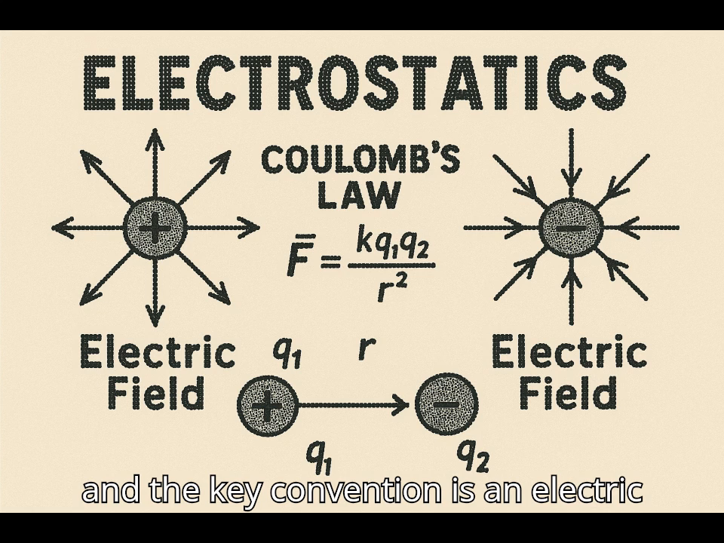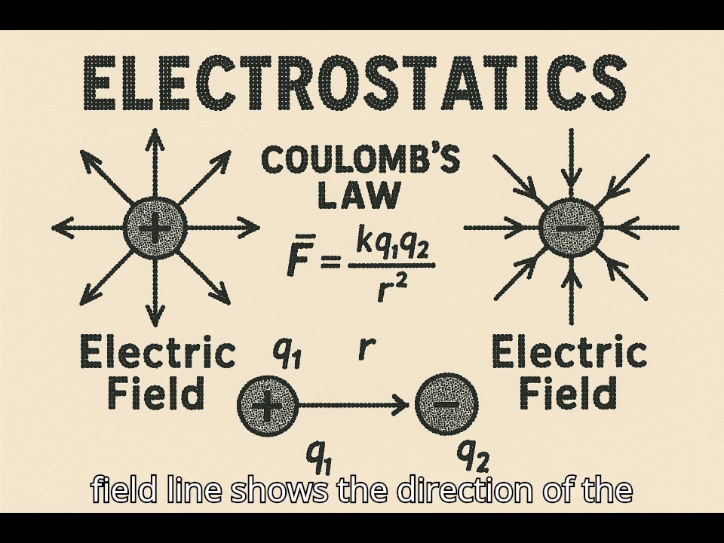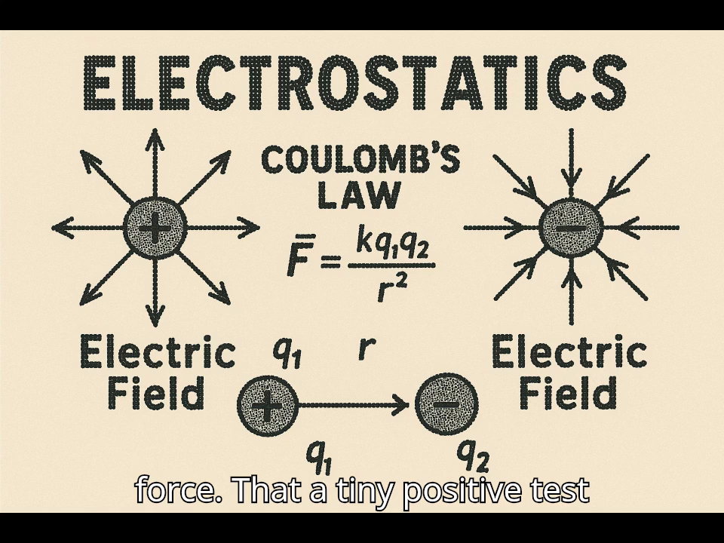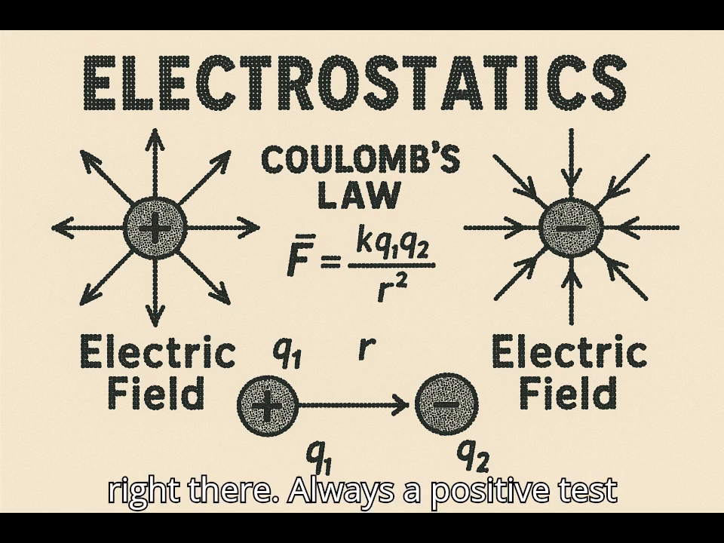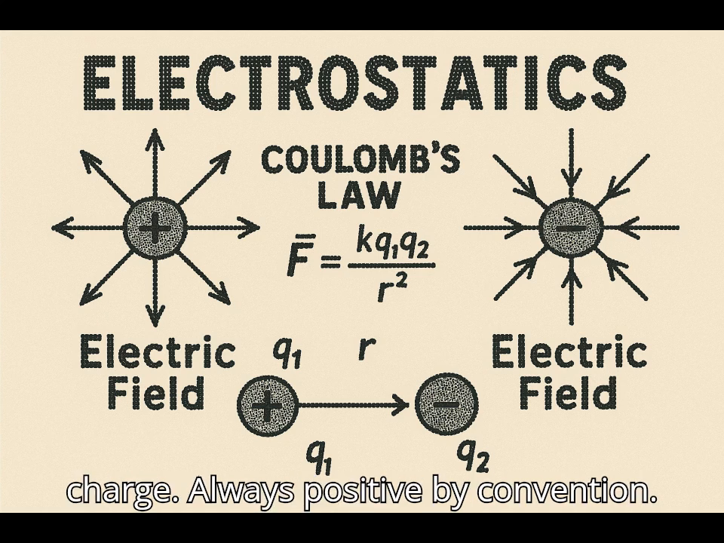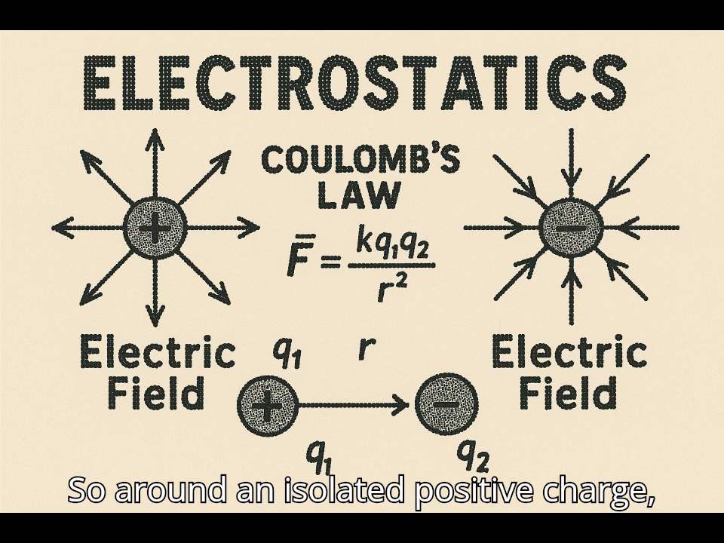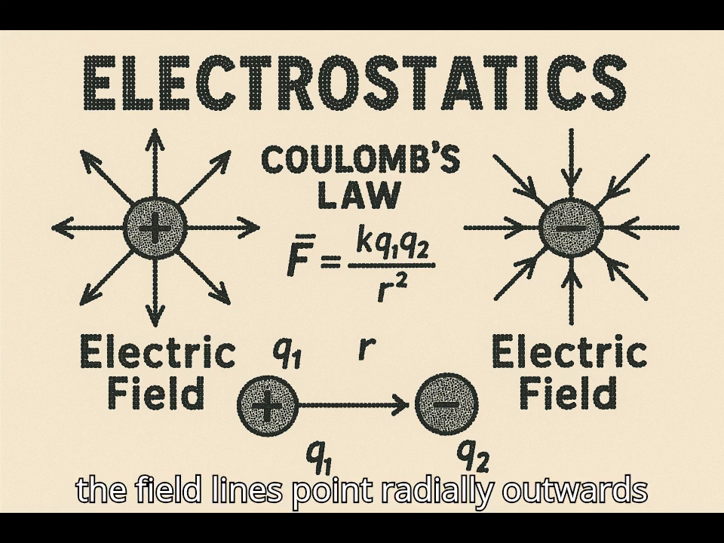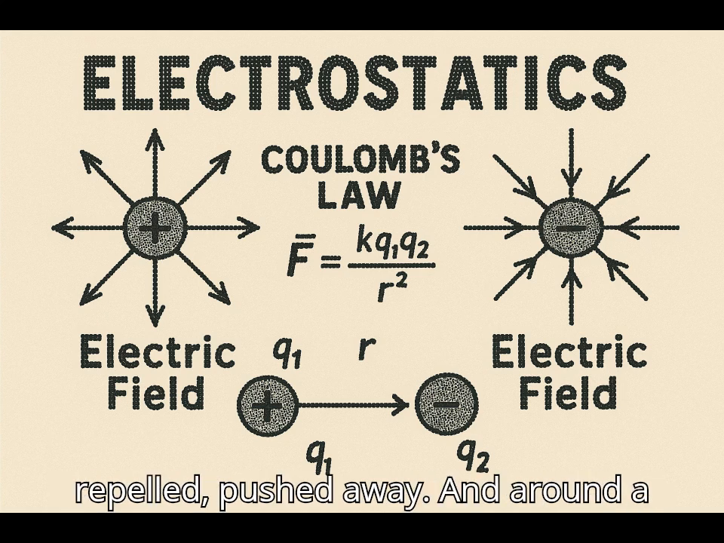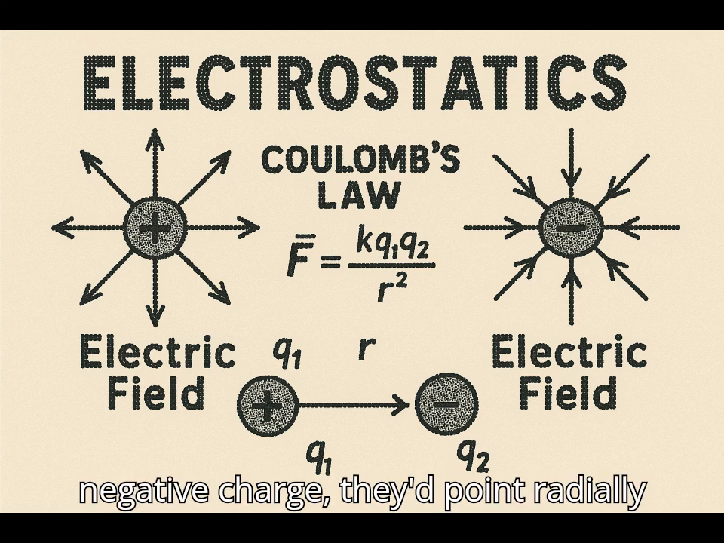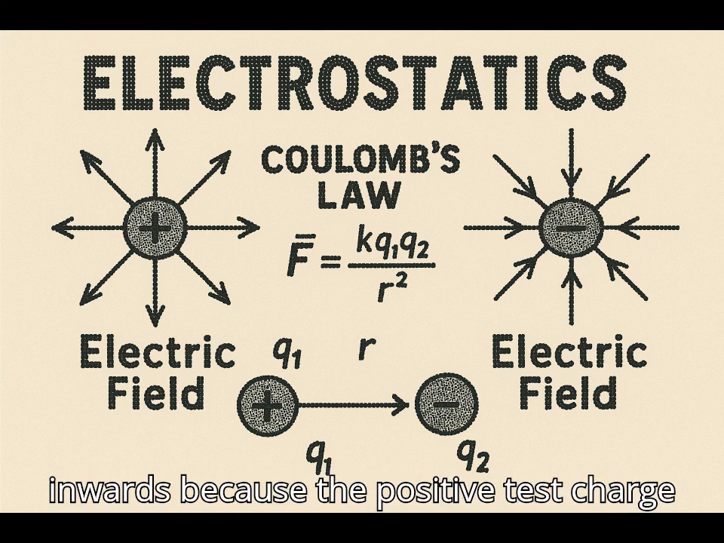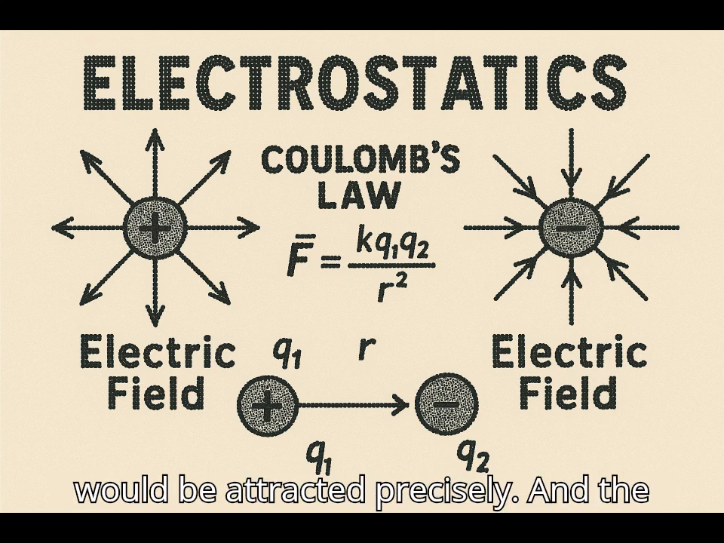And the key convention is, an electric field line shows the direction of the force that a tiny positive test charge would experience if you placed it right there. Always a positive test charge. Always positive, by convention. So around an isolated positive charge, the field lines point radially outwards because a positive test charge would be repelled, pushed away. And around a negative charge, they'd point radially inwards because the positive test charge would be attracted. Precisely.